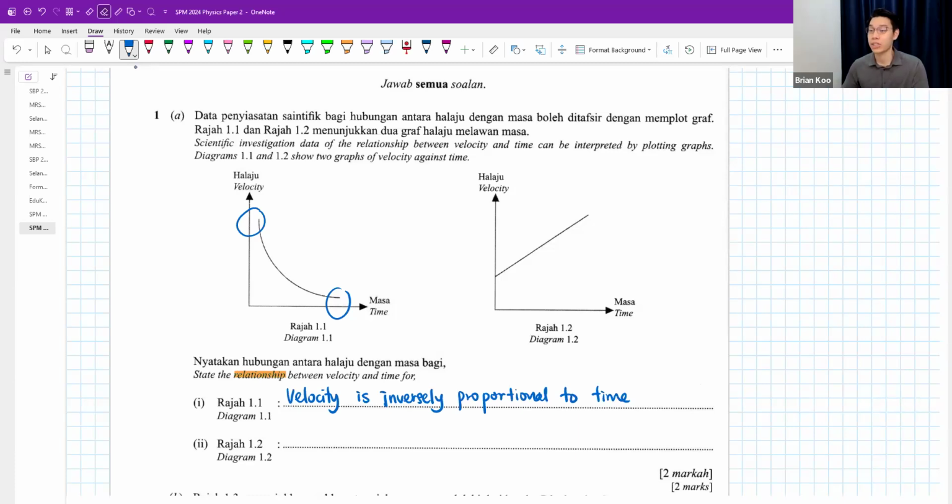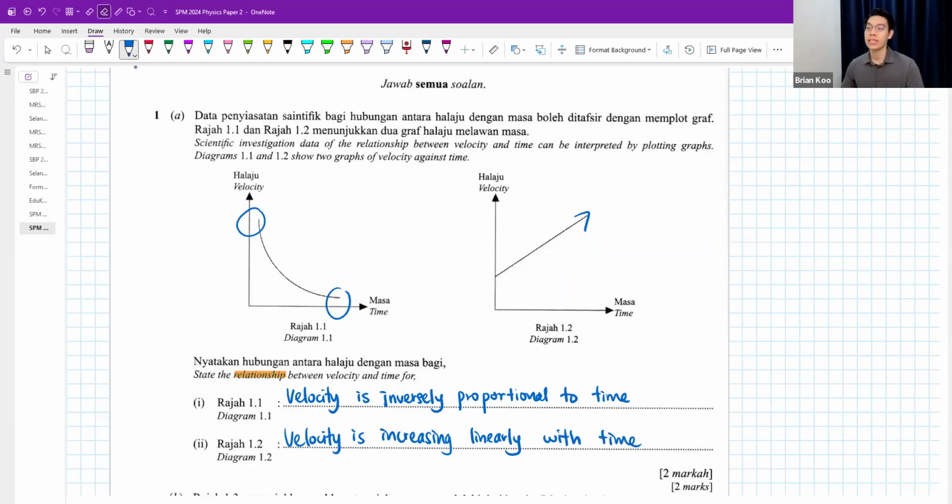Okay, this is inversely proportional, and this is not directly proportional. The second diagram, this is increased linearly. If it starts here, I will say directly proportional. If it starts from a certain y-intercept, then we call it increased linearly because it's going up in a straight line. Velocity is increasing, or velocity increases linearly also can, with time.